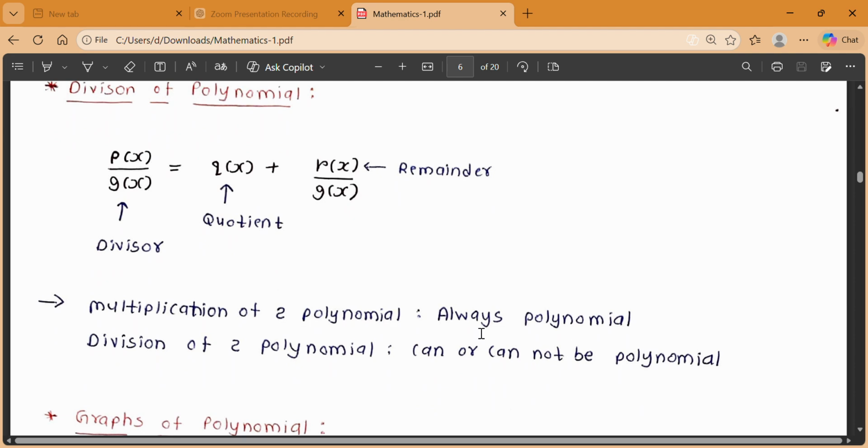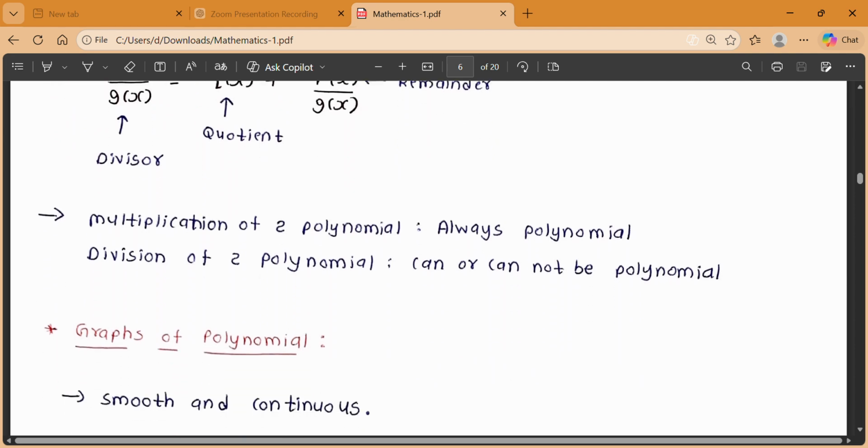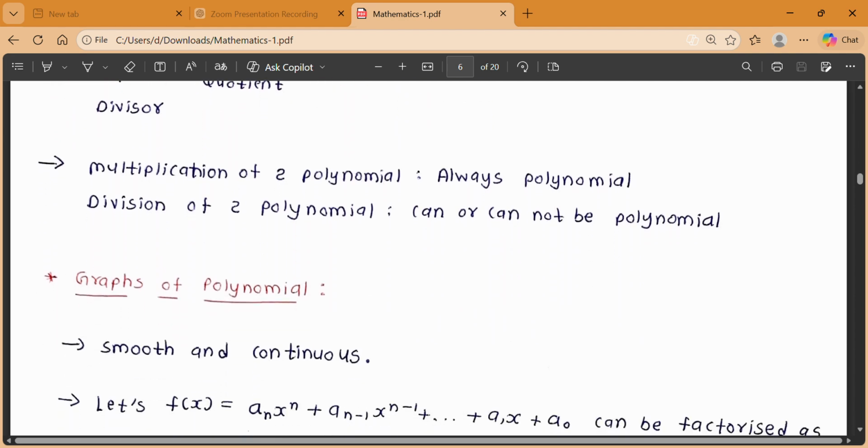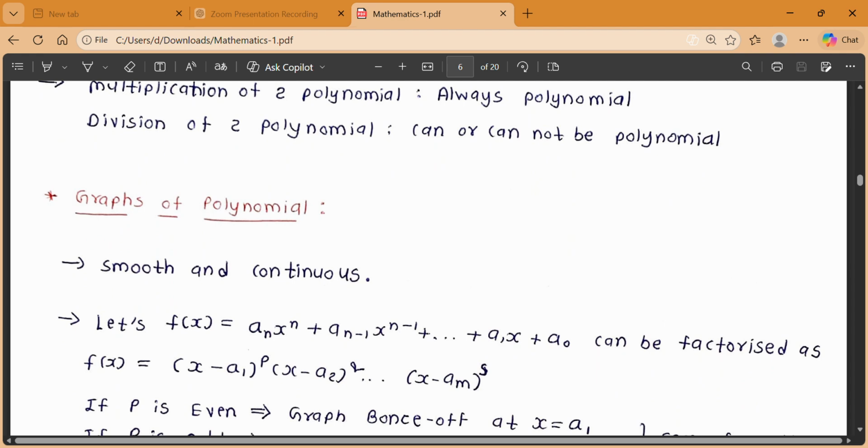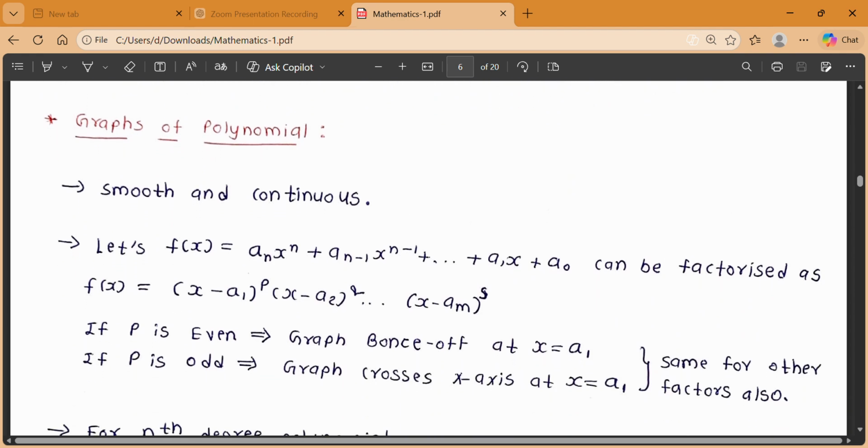Multiplication of two polynomials is always a polynomial. Division of two polynomials may or may not be a polynomial. Multiplication is always a polynomial and division can be or cannot be a polynomial. Graphs of polynomials are smooth and continuous. Let f(x) equal ax; first, factorize.